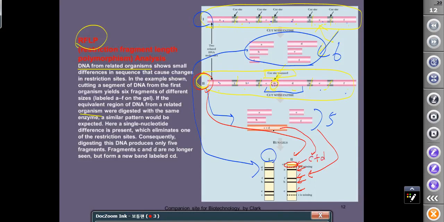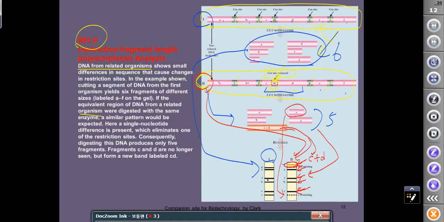Why? Because the largest one should be heavier, the heaviest one. So the heavier one migrates slowly, and the smaller one migrates faster through the electrophoresis gel, as you saw from the animation just before. So the smallest one should be positioned at the bottom, and the largest one should be at the top.